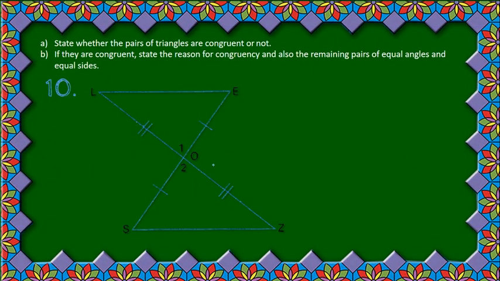And then for number 10, here we have LO and OZ, and then SO and SE. So if I basically just flip this one around this way and then up, then it would look identically like LOE. So these two are congruent.